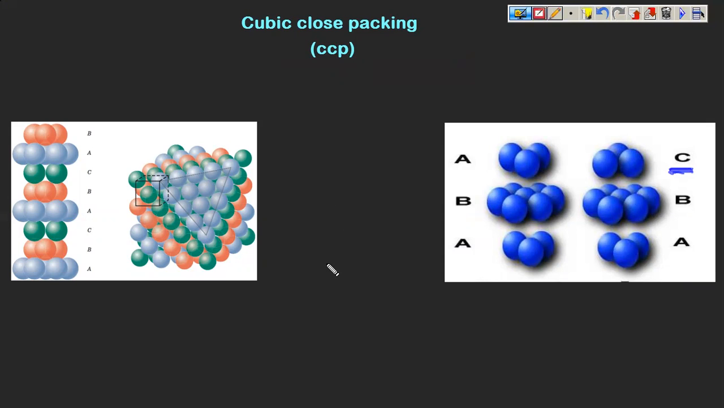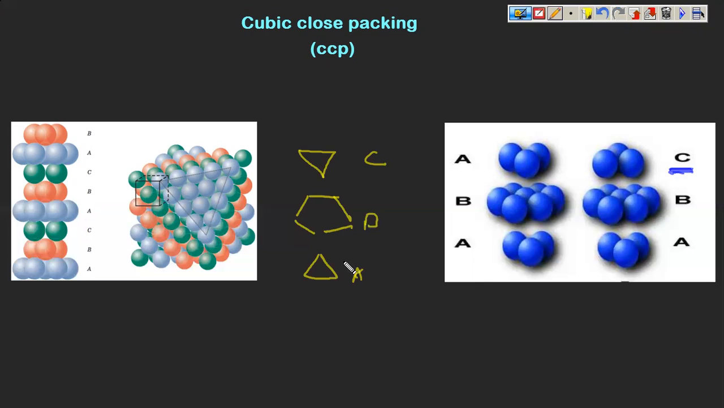This is the first layer, then the second layer, then again you will not find this second layer, it will be another form. Just opposite to the first layer. Third, this is A, this is B, this is C. This is what? Cubical close packing.